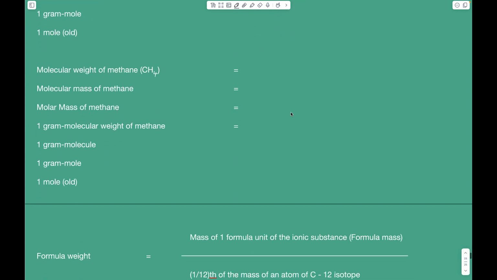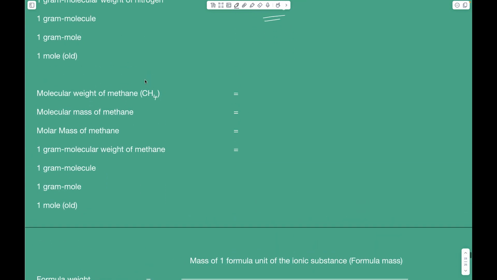Now what do we have in the next example? We have the compound methane. CH4 is the experimentally determined molecular formula of methane. And each molecule of methane is composed of 1 carbon atom and 4 hydrogen atoms. And we know the atomic weights of carbon and hydrogen. The atomic weight of carbon is approximately 12 and that of hydrogen is approximately 1.